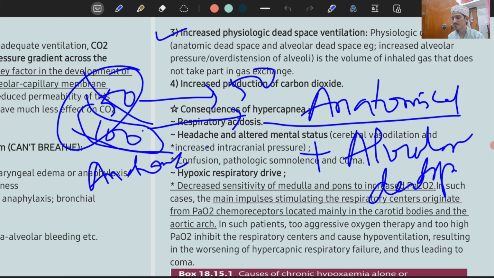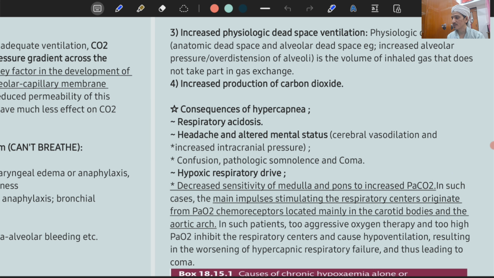Alveolar dead space is when the alveoli are filled with alveolar fluid or blocked by some obstruction, so these alveoli are not functioning. That is alveolar dead space. The combination of these two is called physiological dead space. An example is increased alveolar pressure or over-distension of alveoli, which is the volume of inhaled gas that does not take part in gas exchange.